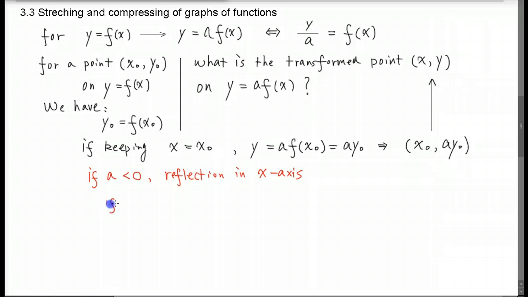If a is more than 1, you can see a number greater than one multiplying the original y coordinate would make it a bigger one. So then we can see it's a stretching vertically.